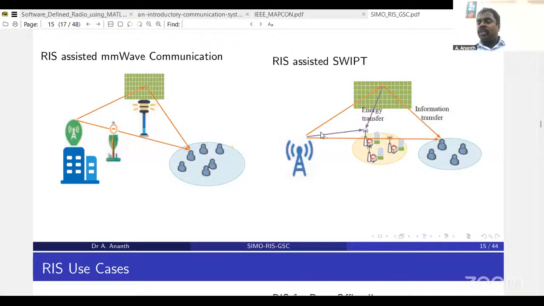Anyway, we know that RIS is going to reflect the signal by directing certain reflected signals towards a particular direction. And if there are devices located in some area having very little energy, we can direct some energy towards those devices. So that's the idea of RIS-assisted SWIPT and so on.